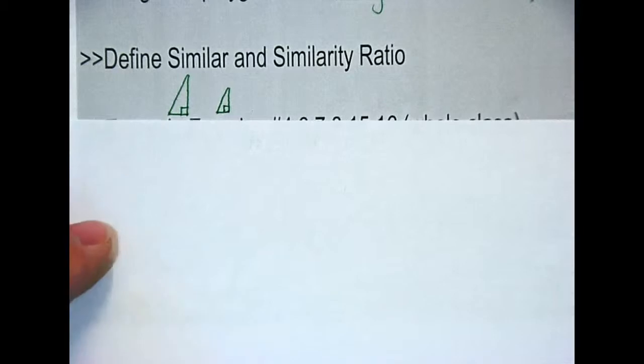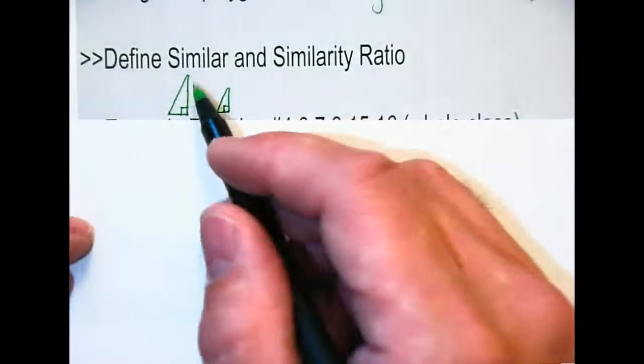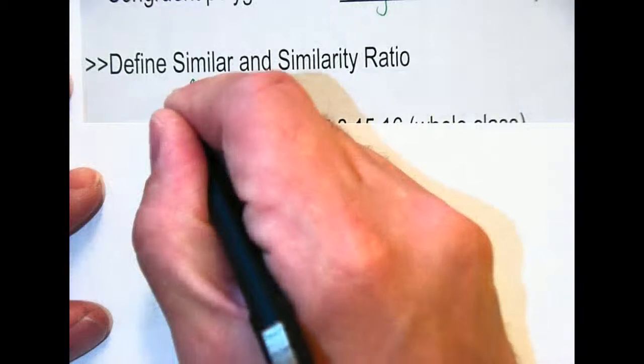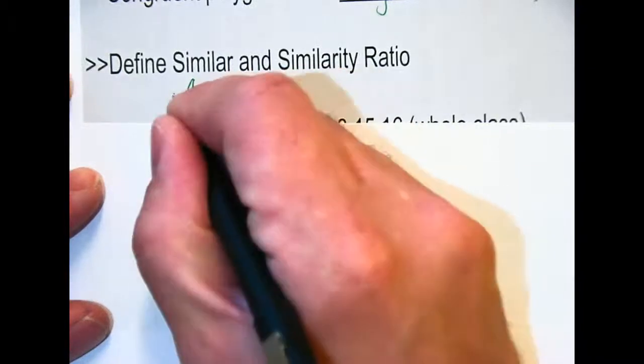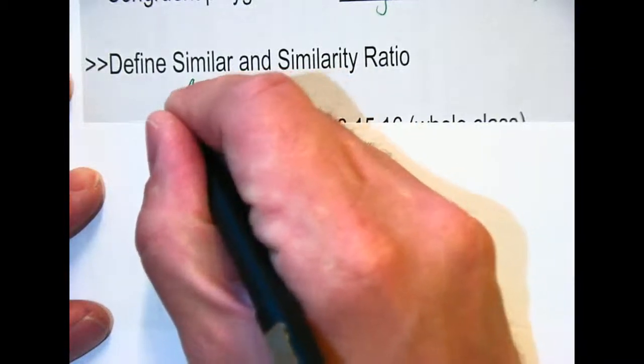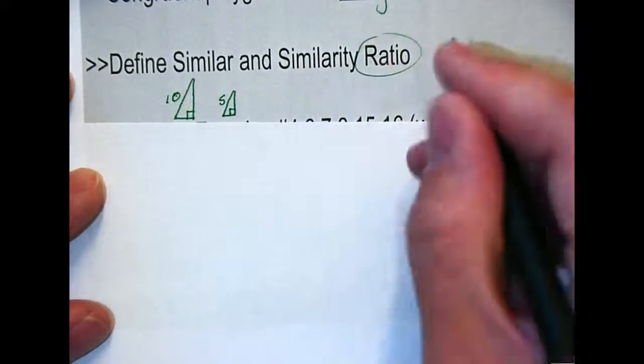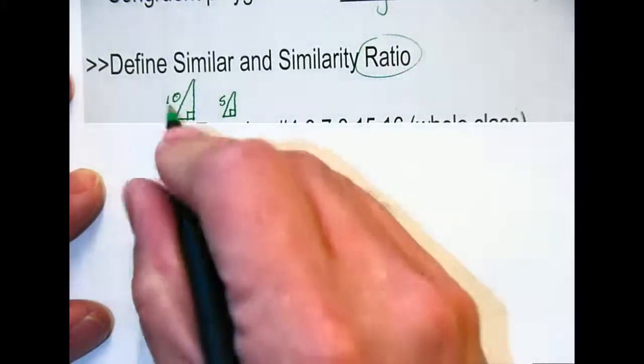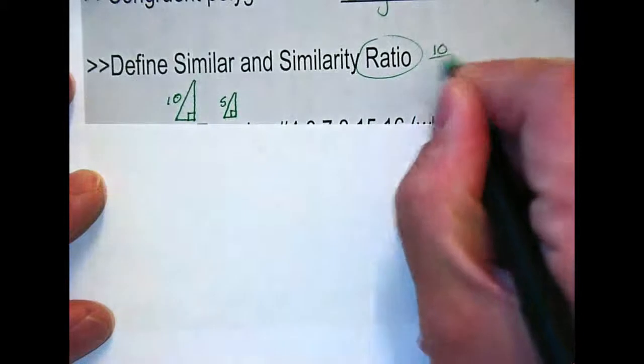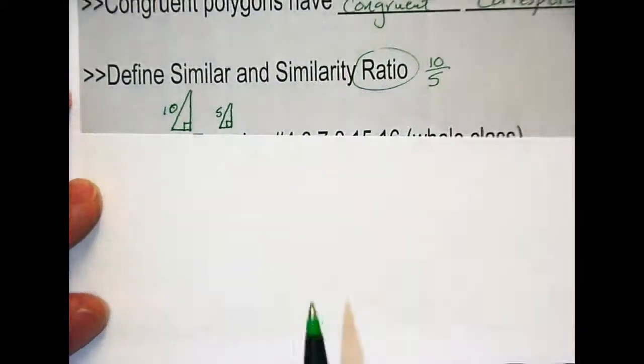Okay? So if I put measurements on here to show that they are similar, corresponding sides would have to have the same similarity ratio. So for instance, if this side length was 10, and that one is 5, that has a similarity ratio of, ratio just means fraction, in comparison. If I'm comparing those two, it would be 10 to 5. That would be the similarity ratio.